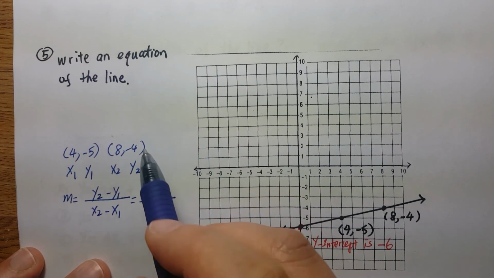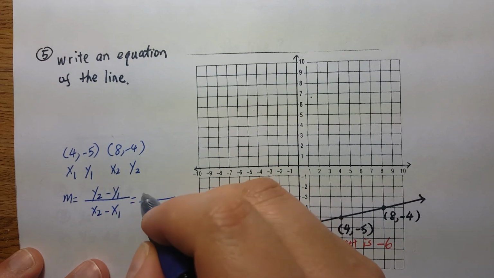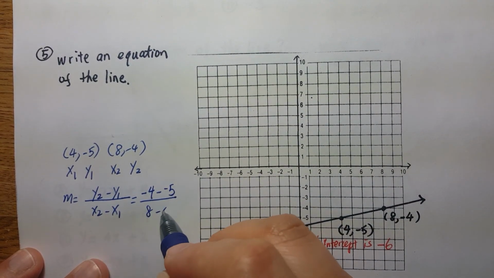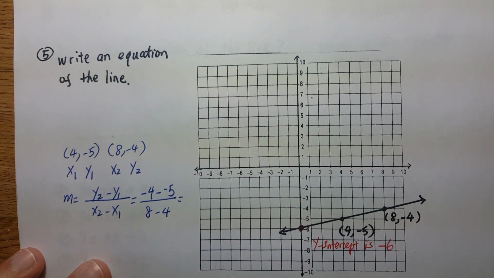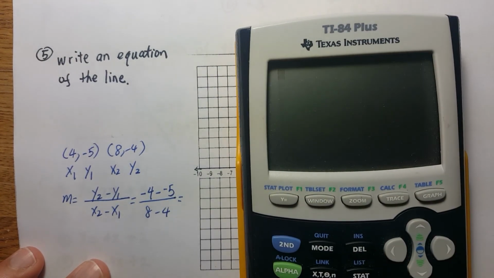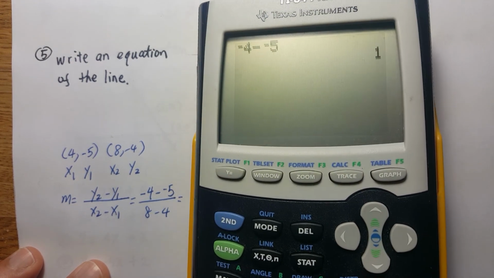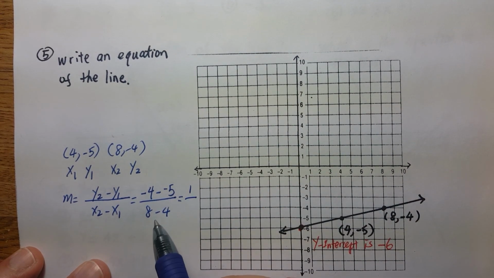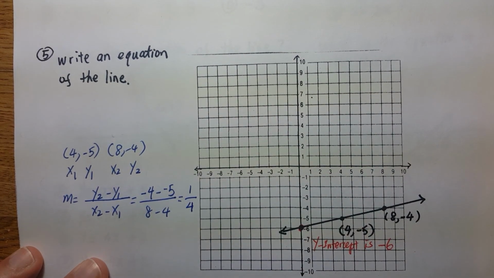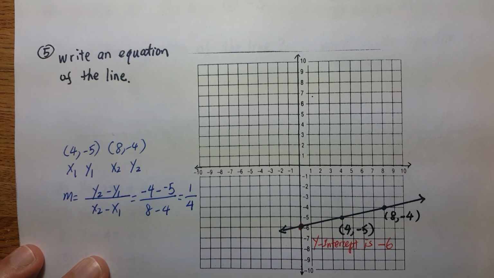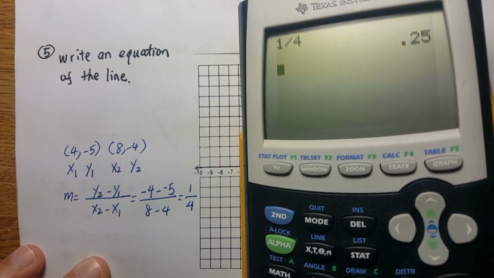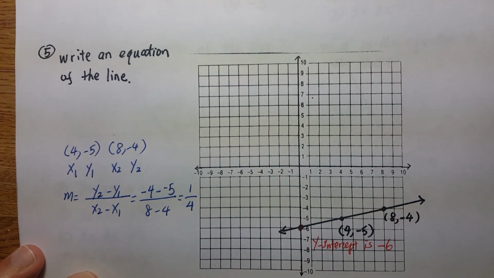Now we're going to do substitution. y minus y, x minus x. Now we're going to use our calculator. We got -4 minus -5. So we get 1. So therefore, we get 1 over 8 minus 4, which is 4. So when it is a fraction, we can check it, so we can convert it to a decimal. 1 divided by 4. Okay, so it's 0.25. So we're going to leave it as a fraction.